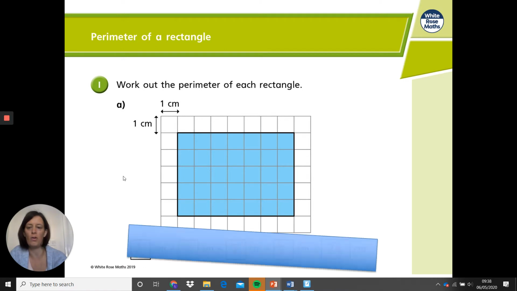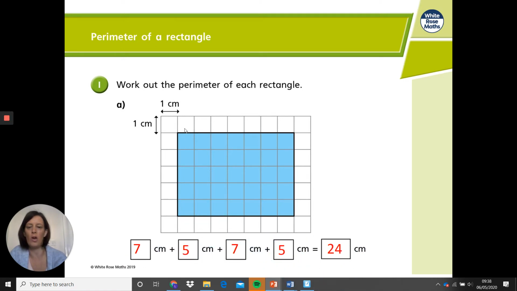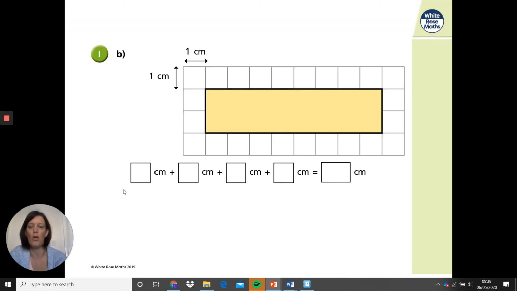Okay, let's have a look. So we had along the top there 7 squares, so that was 7 centimetres. Down this side 5 centimetres. Along the bottom 7, and then up this side 5. Add those all together. It is 24 squares, but we're measuring in centimetres, so 24 centimetres for that perimeter. Okay, reminding ourselves what we were doing yesterday or when you did the last video. Okay, your turn now. So pause the video. Can you calculate the 4 side lengths and the perimeter?